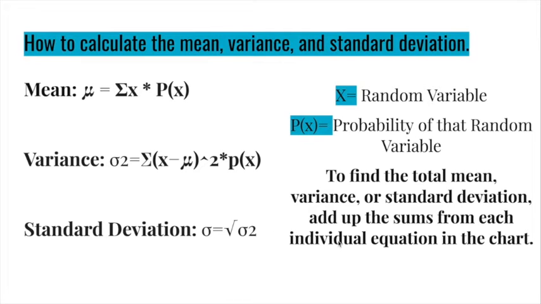In order to find the total mean and variance, you're just going to calculate each formula for each random variable from each row, and add those up to be the total mean. Then do the same thing for the variance, and then take the square root of the total variance to find the total standard deviation.